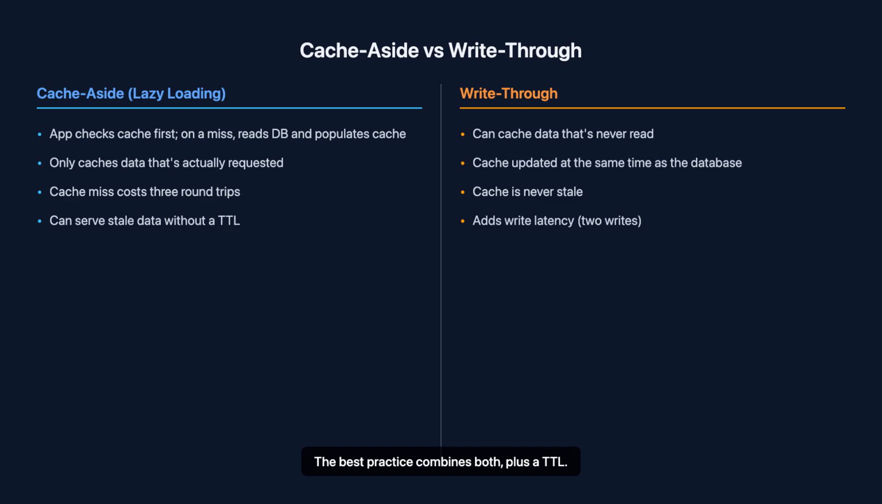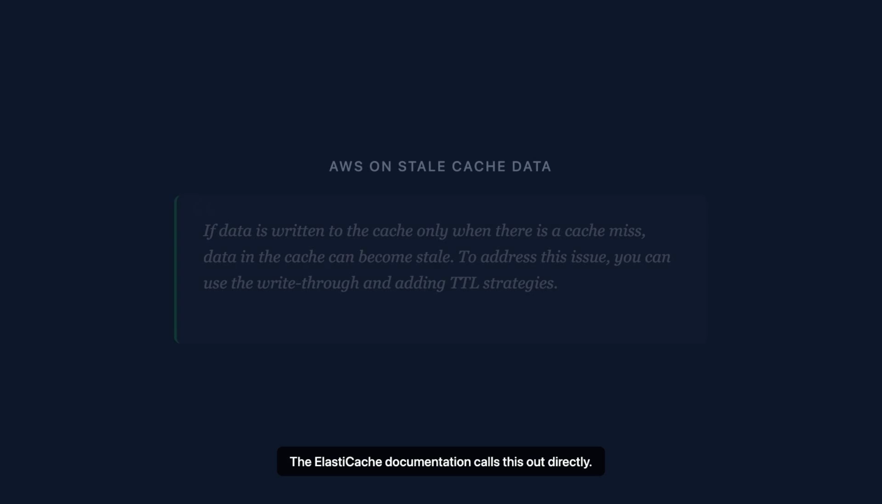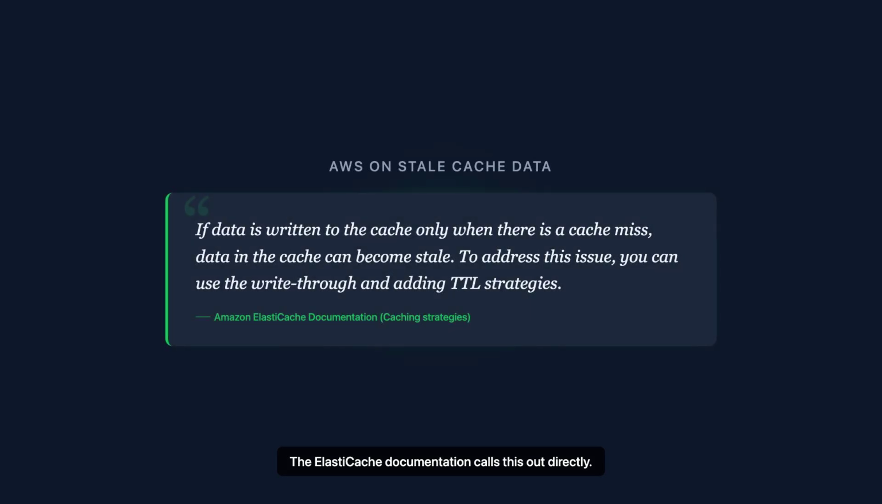The best practice combines both, plus a TTL. The ElastiCache documentation calls this out directly. It says that if data is written to the cache only when there's a cache miss, that's pure lazy loading. The data in the cache can become stale, and the fix they recommend is to layer in write through and a time to live. So if a scenario worries about serving outdated data from a cache-side setup, the answer is a TTL, or combining write through, or both together. That's the official guidance.